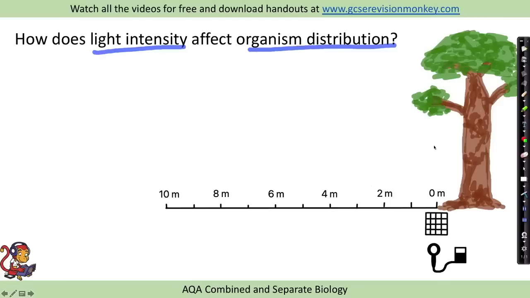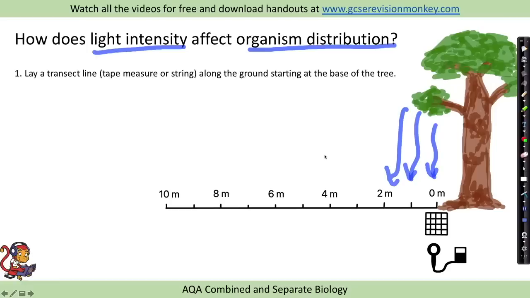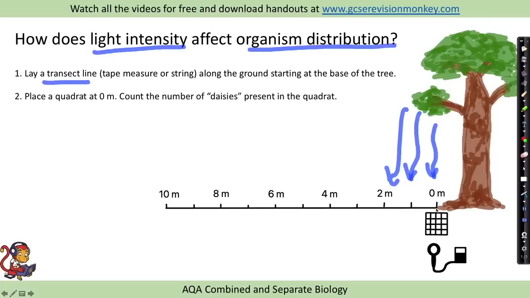So under the tree, the organisms will be subject to more shade than further away from the tree. So we can sample the organisms at regular intervals and see how the light intensity affects their distribution. So what we do is we'd lay a transect line, this could be a tape measure or some string, along the ground starting at the base of the tree.